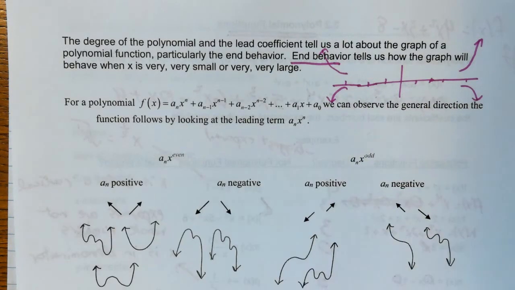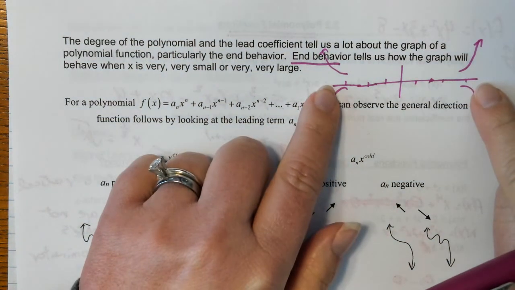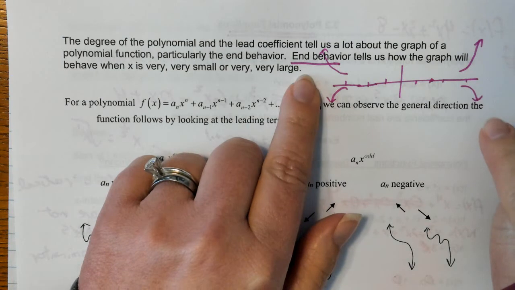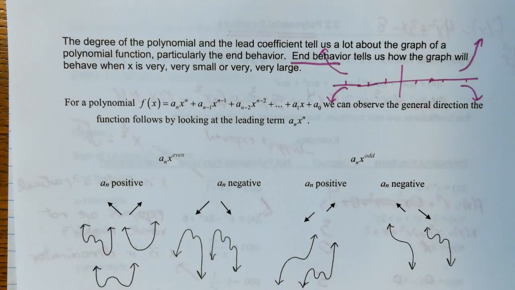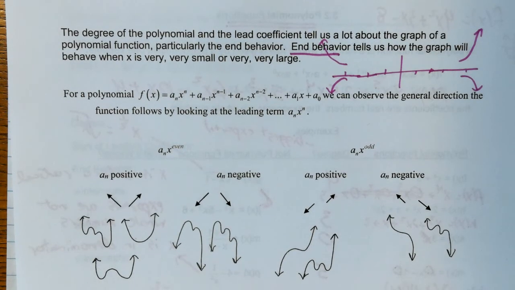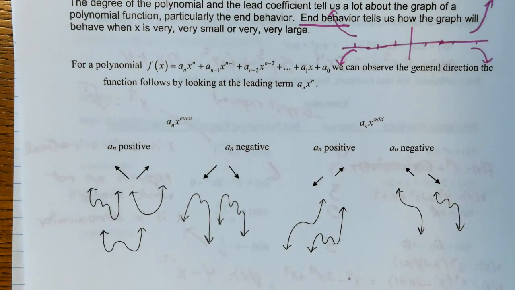Okay? End behavior is what we talk about when we say, hey, what's happening on the far right and what's happening on the far left? Is it going up or is it going down? Okay? Now, we can look at an equation and know what's going to happen, okay? And you kind of already know this, you just don't realize that you know this.